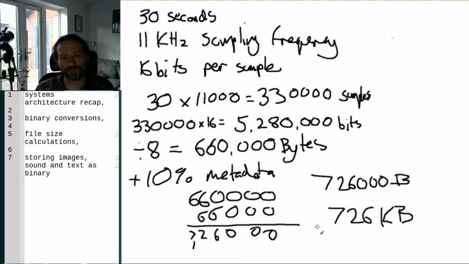Okay, how many marks would this question be? Probably about 4. You'd get a mark for working out the total number of samples. You'd get a mark for working out the total number of bits. You'd get a mark for working out the total number of bytes, and then you'd get a mark for the final answer in a suitable format.